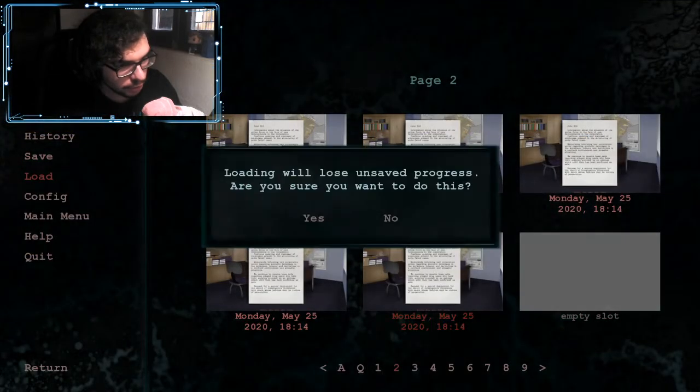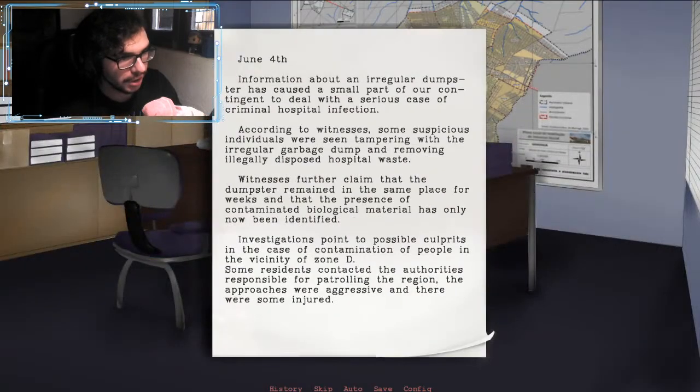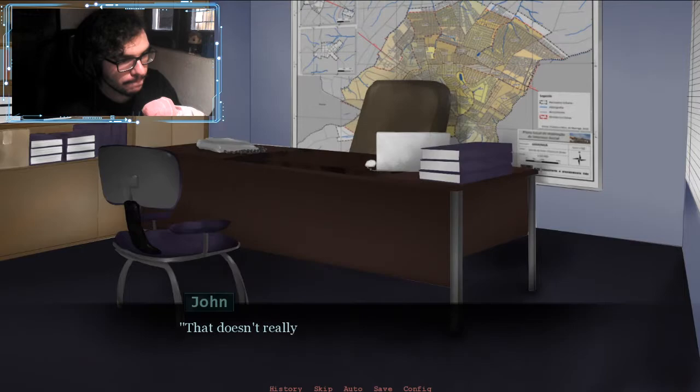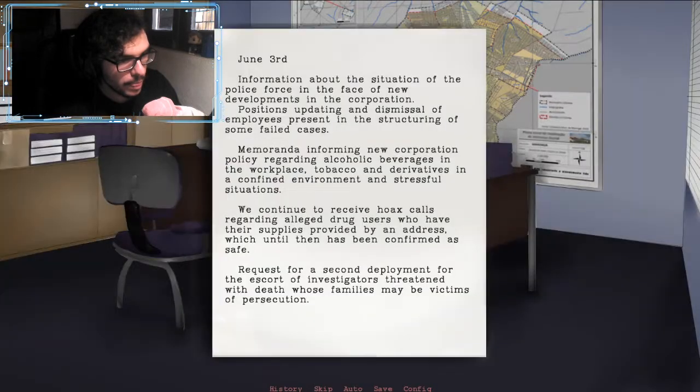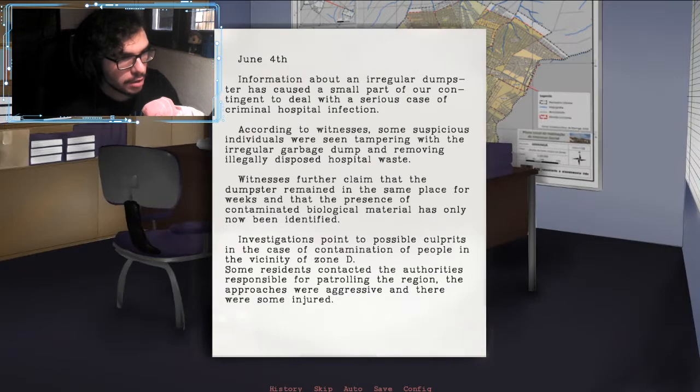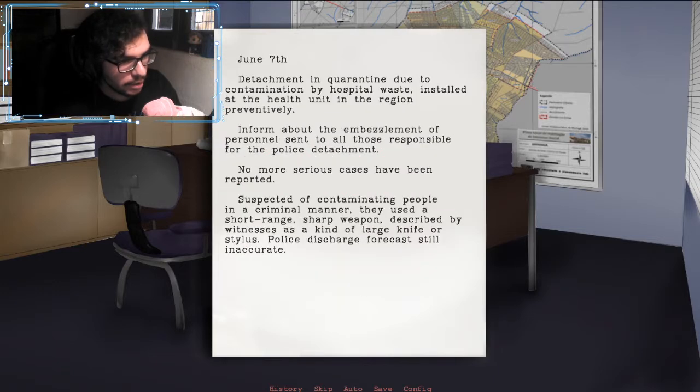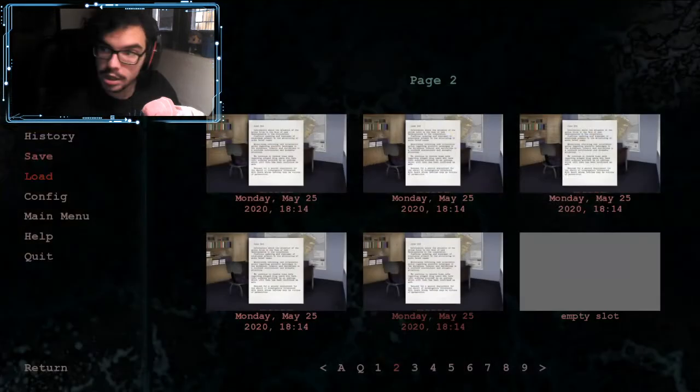Okay, fantastic. I was just gonna loading stuff. All right. There is nothing in here about stuff. Okay, some suspicious videos tampering with hospital waste. Okay, aggressive. Okay. Broadcast negative, suspected contaminating people in criminal manner. I have no idea what any of this means. Neither does he, apparently.